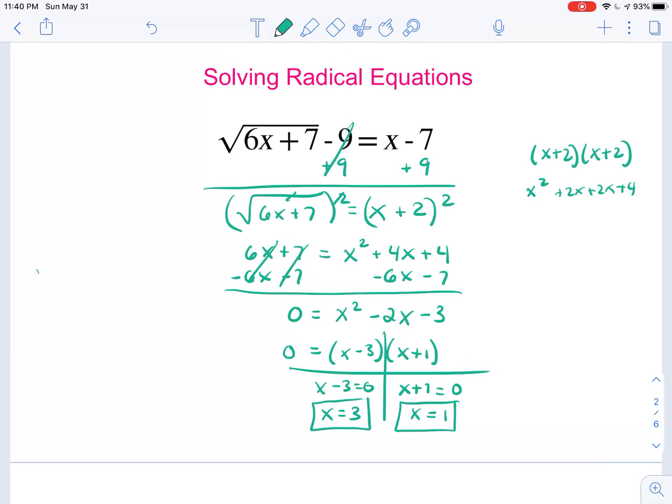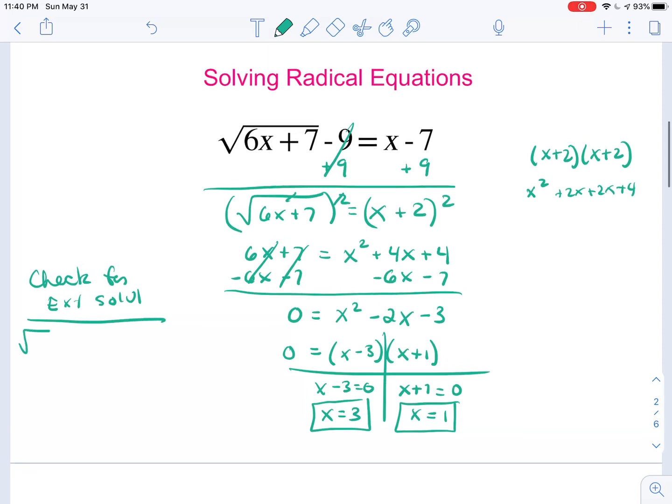Now, the last and final step is to check for extraneous solutions. Now, we could do this by plugging in the 3 to each, right? 6 times 3 plus 7 minus 9, 3 minus 7. And you should do that if you're ever given a paper test where you have to show all of your work.